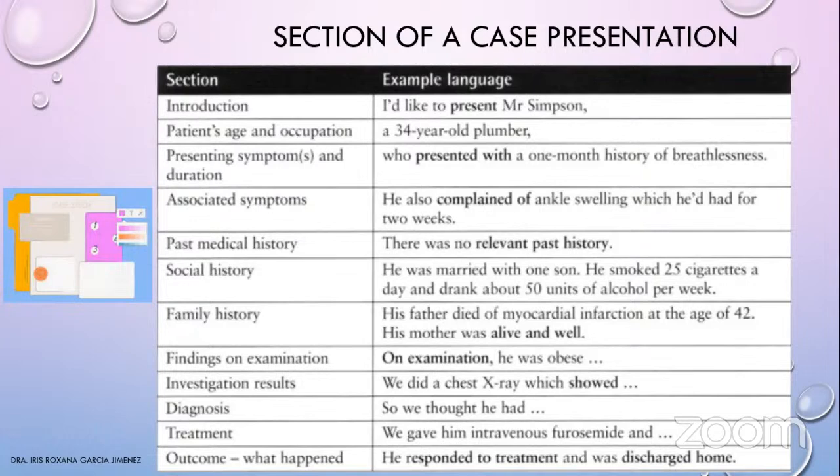Then we go to the social history. He was married with 1 son. He smoked 25 cigarettes a day and drank about 50 units of alcohol per week. It's a lot. Then we go to the family history. If it's necessary, we don't always use this detail, but sometimes it's proper to do this. His father died of myocardial infarction at the age of 42. His mother was alive and well.